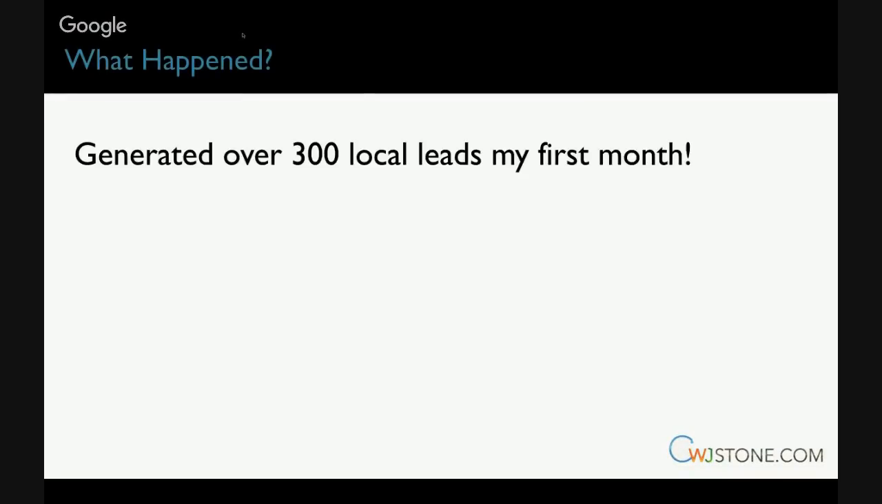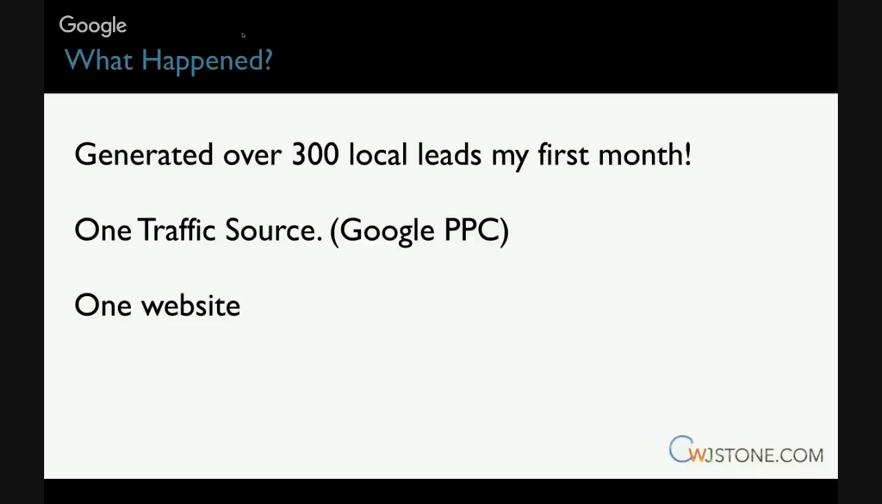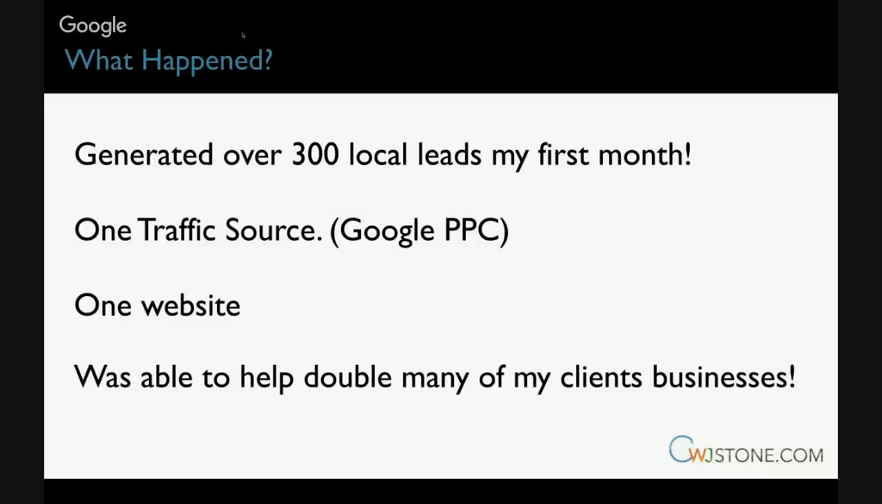And just again, to go through this story really quickly, because many of you may have already heard it, you know that when I turned on my lead generation system, we generated 300 local leads in our first month in little Guelph, Ontario, Canada. We were using Google pay-per-click traffic. We had one website, which was a lead generation website. And using that system, I was able to help many of my clients double their businesses.